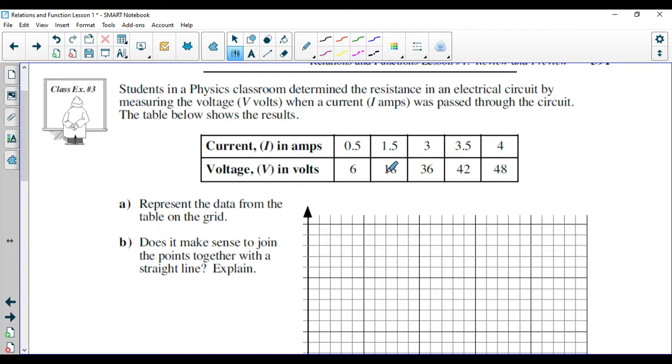Okay, so let's see here. The current we're going to put on the x-axis, and the voltage we're going to put on the y-axis. We'll talk a little bit about that later, but basically the reason the current's going to go on the x-axis is because it is something that we'd refer to as the manipulated variable.